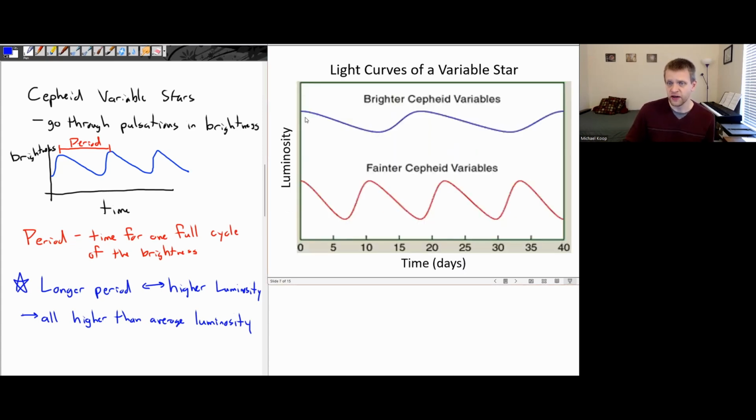So again, the bright Cepheid variables, they have a long period. So if it's got a period of, say, looking on this graph, 20 days, maybe a little bit shorter than that, it's going to be much more luminous than if it had a short period. So longer period, higher luminosity, shorter period, lower luminosity.